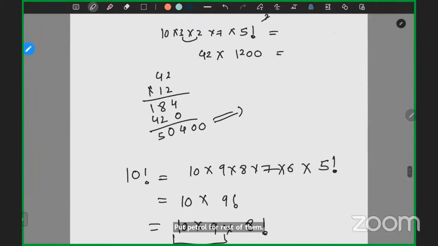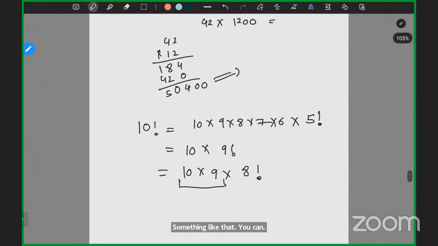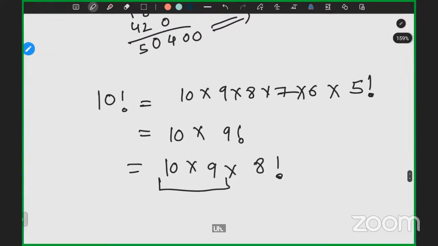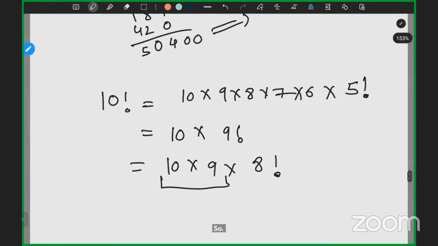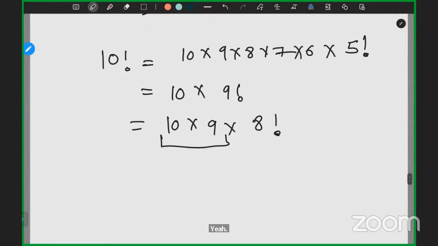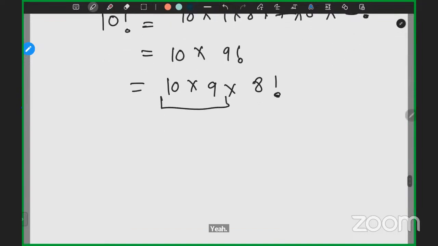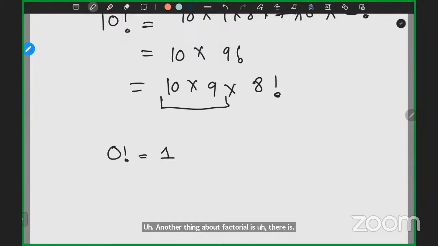But the main thing is we have to go until 1, right? Like 10, then go 9, until 1. Yes, definitely go until 1. Another thing about factorial is there is another case which is 0 factorial, which is 1. So 1 factorial is also 1, and 0 factorial is also 1.